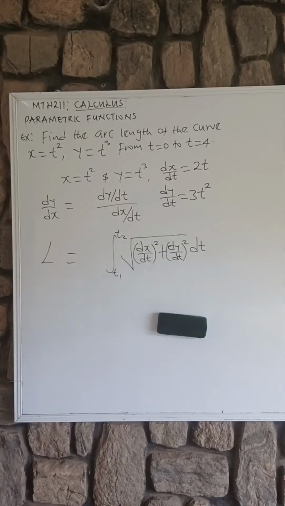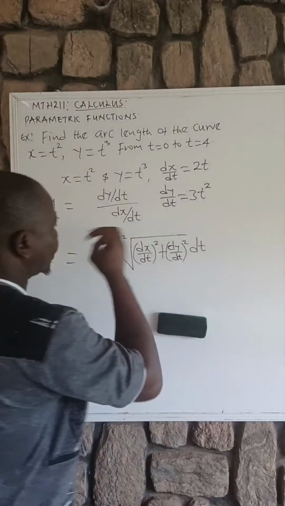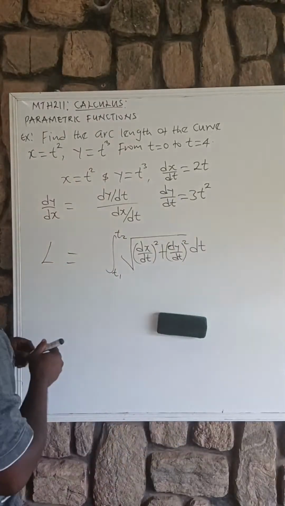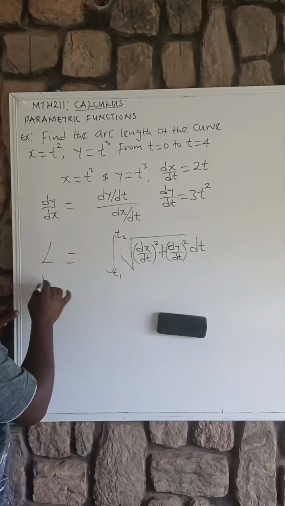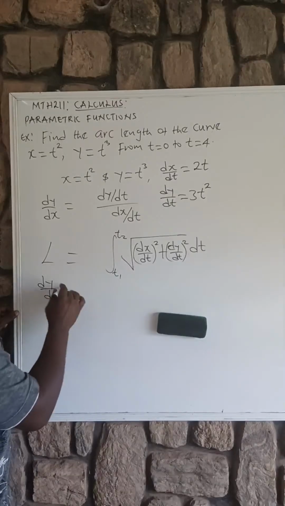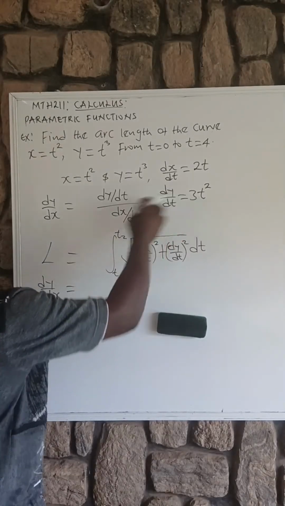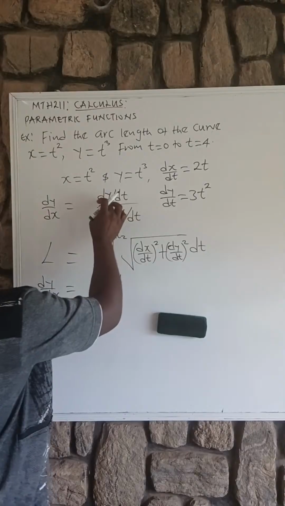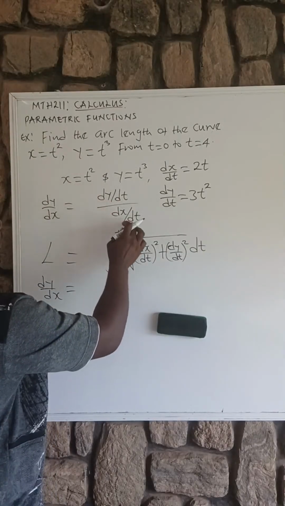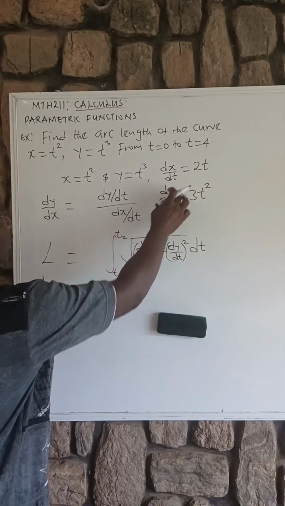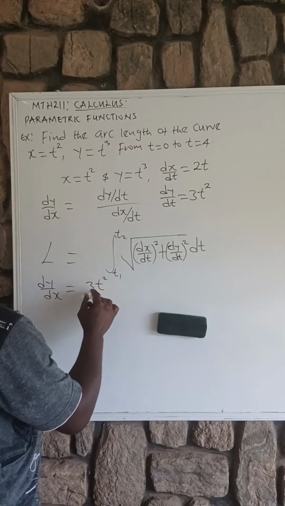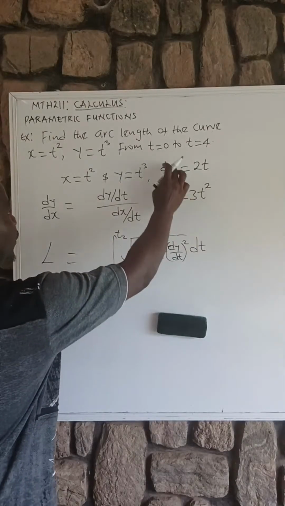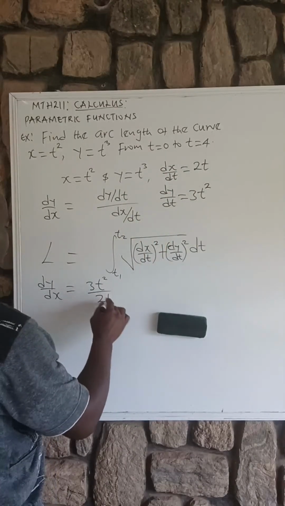So if you can see what I am saying, it is not difficult. This means that our parametric function, the gradient dy over dx, is equal to what? dy over dt divided by dx over dt. So where is our dy? This is 3t squared all over dx over dt, 2t, right?